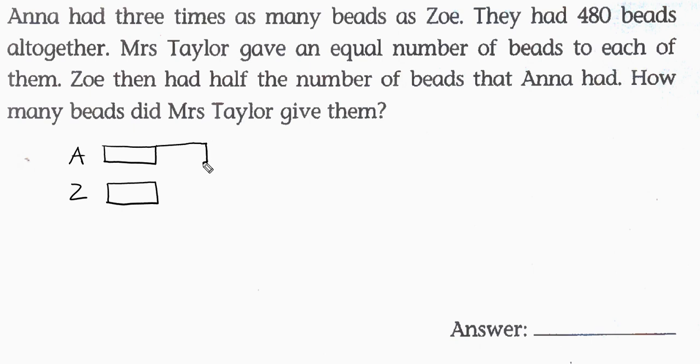Lucky Anna. Okay. All right, so this is the situation at the start. So I've captured that bit of information. I often like to tick off what I've captured. And we're told that they had 480 beads altogether, so we know that this part of the model is worth 480.